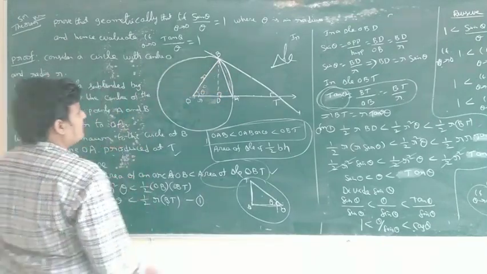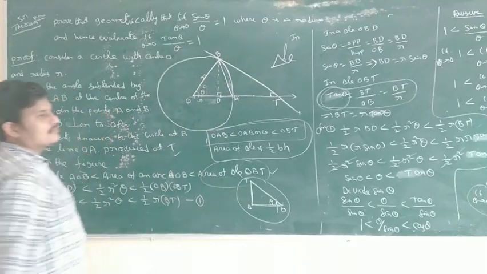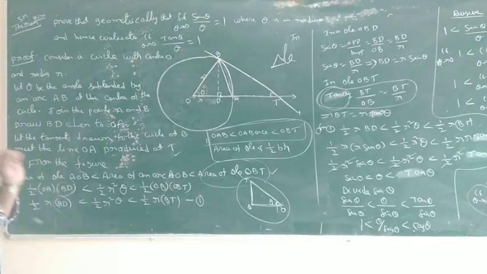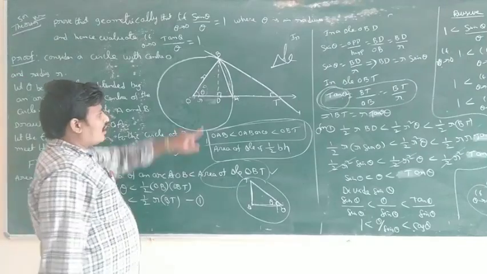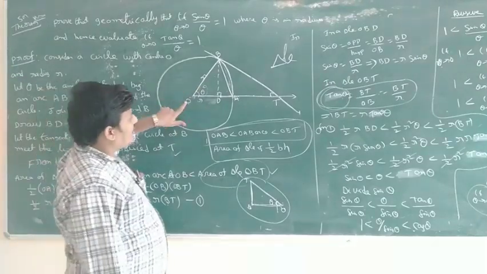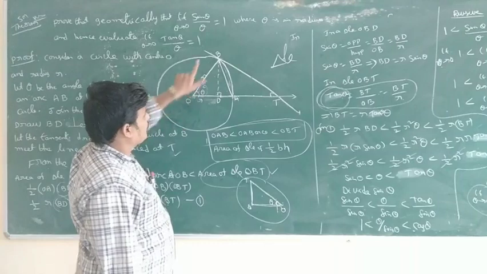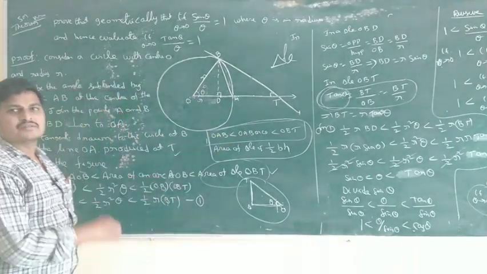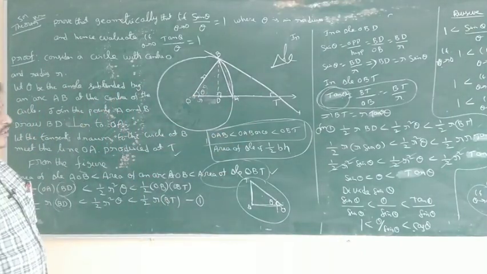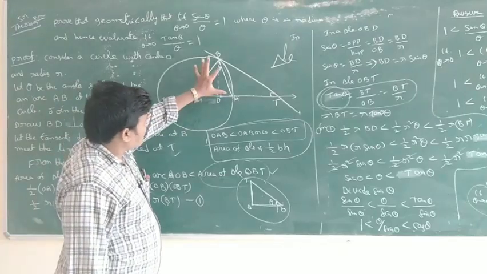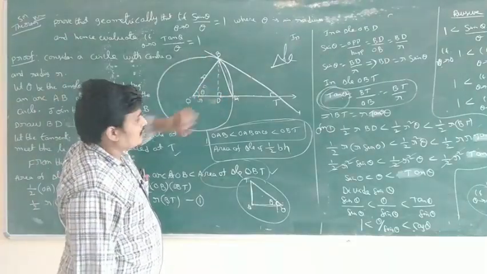And triangle OBT. The two triangles and one arc. Which one is the smallest of the three: triangle OAB, arc OAB, and triangle OBT? Triangle OAB is the smallest.